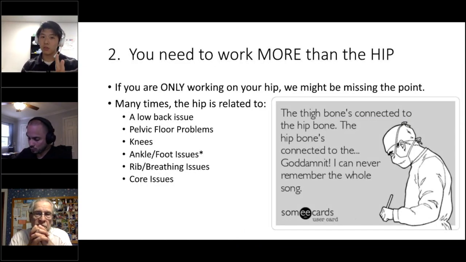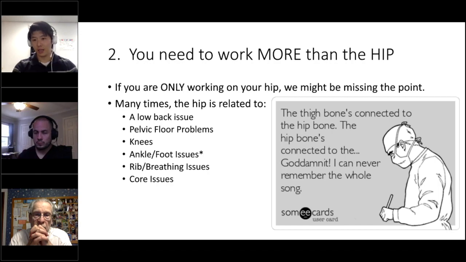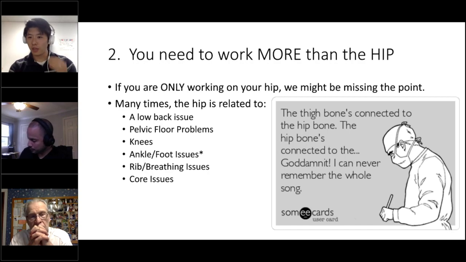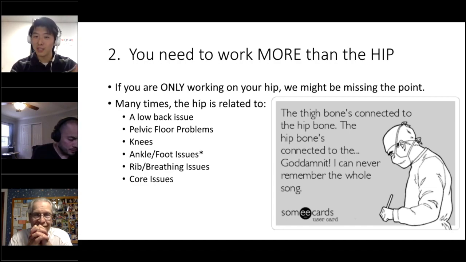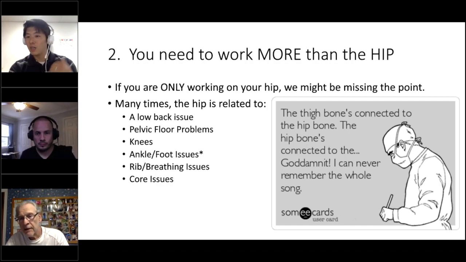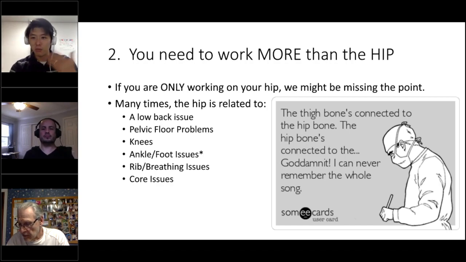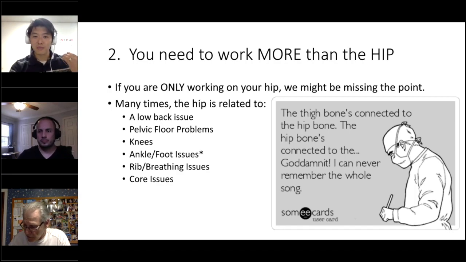Number 2 secret is you need to work more than the hip, right? Danny, as an acupuncturist, will tell you probably 1,000 times, maybe not 1,000 times, at least 3 or 4 times, that if you are only working on the hip, we might be missing something, right? If you ever sang the song, I never did because my parents are Japanese and they spoke in Japanese, so they maybe had a Japanese version of it: the thigh bone connects to the hip bone, the hip bone connects to the pelvic bone, the pelvic bone connects to your spine bones, and I'm just making it up as I go, right? But these things are connected for a reason.